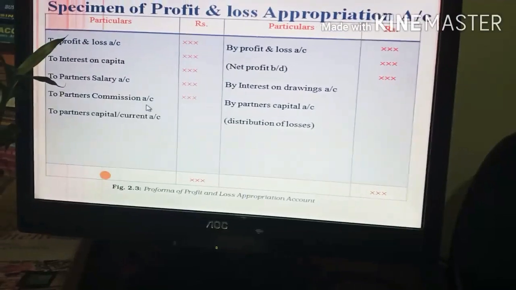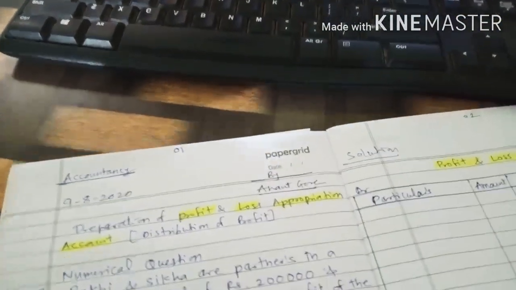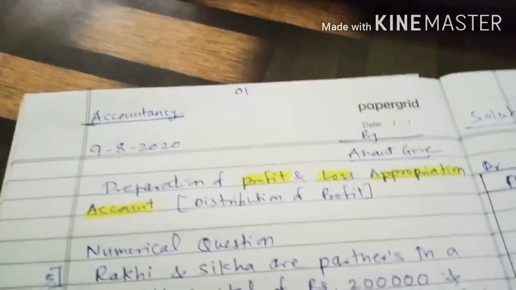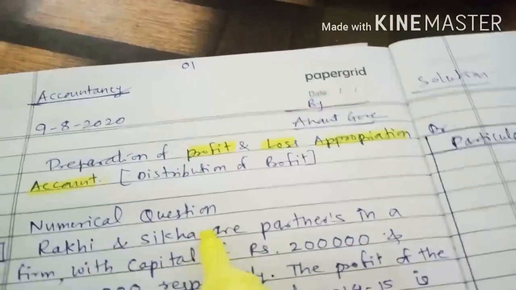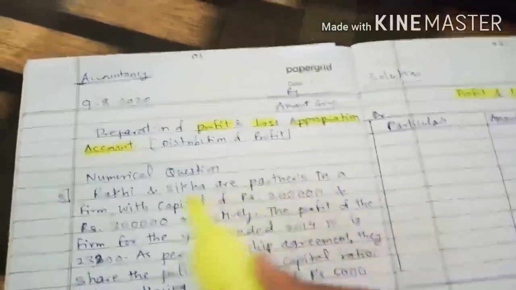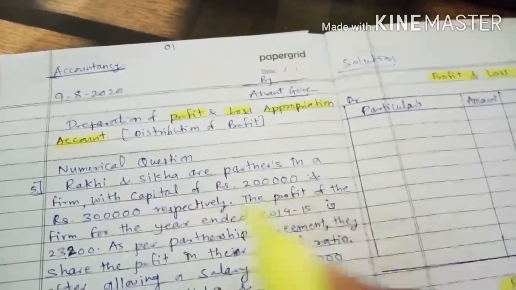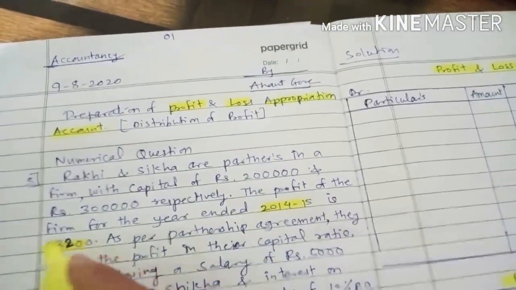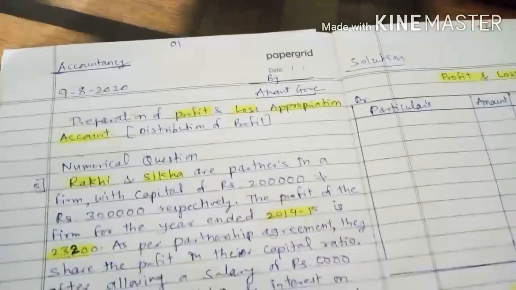So let us solve one problem on profit and loss appropriation accounts. So what is the problem? Let's see. If you go to page number 102 of the NCERT textbook, numerical question 5. Rakhi and Sika are partners in a firm with capital of rupees 2 lakh and 3 lakh respectively. The profit of the firm for the year ended 2014-15 is rupees 23,200. This is the profit of the business.